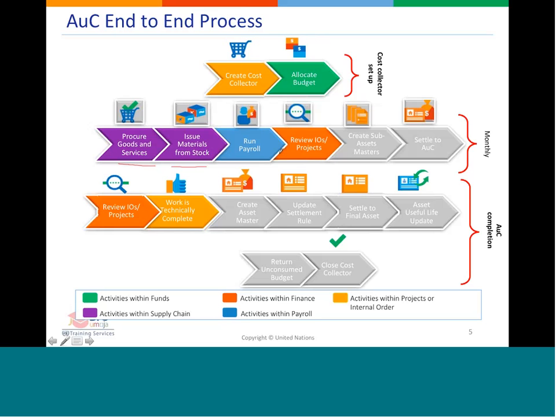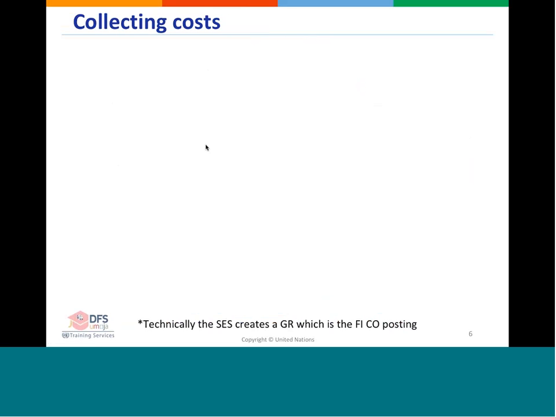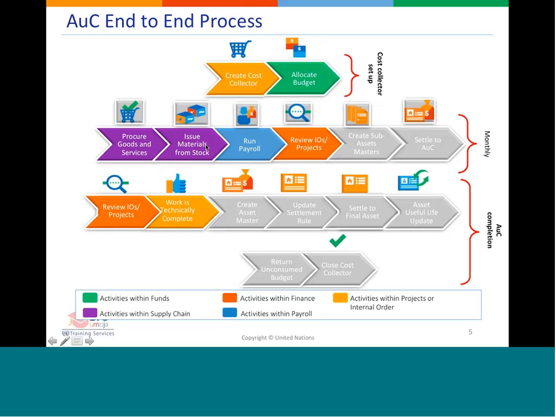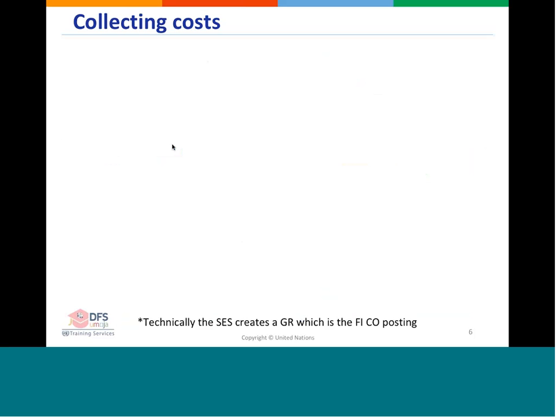So with regards to the collecting cost phase, what exactly do they need to advise, or what are the areas that are key because of their impacts in the rest of the supply chain and impacts in other Umoja modules? The areas are procuring goods and services, as well as running payrolls.